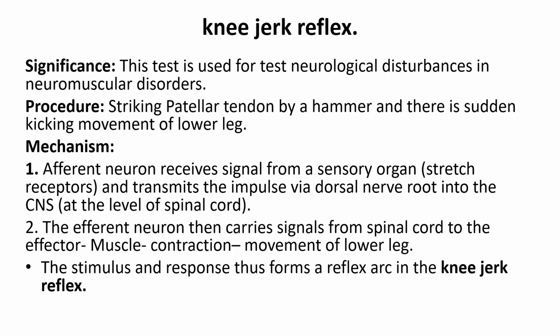In this procedure, the afferent neuron receives signal from the sensory organ, that is stretch receptors present over the knees, and then transmits the impulse via the dorsal root to the central nervous system, that is the spinal cord. The efferent neuron then carries the signal from the spinal cord to the effector, that is the muscle, which contracts, and because of that there is movement of the lower leg. So the stimulus and response form a reflex arc in the knee jerk reflex.